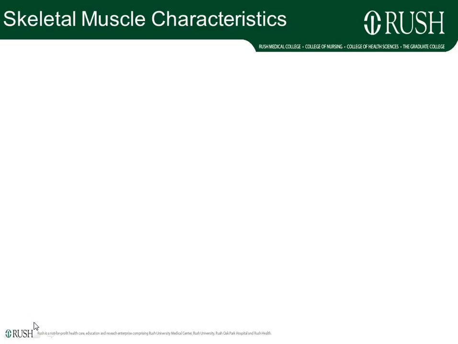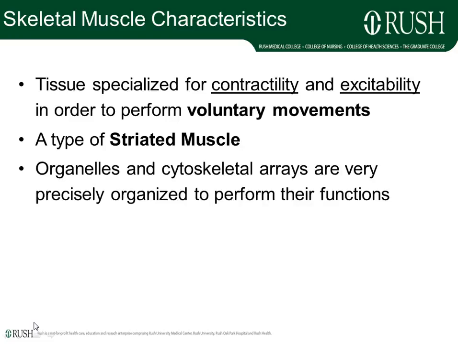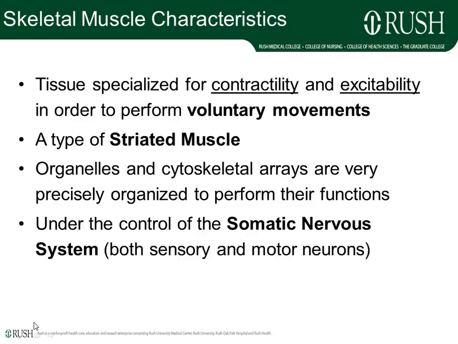What are the characteristics of skeletal muscle? It is specialized for contractility and excitability, in order to perform voluntary movements, in contrast to cardiac and smooth, which are both involuntary. It's a type of striated muscle, and it shares that characteristic with cardiac muscle. And its organelles and cytoskeletal arrays are very precisely organized in order to contract. Skeletal muscle is under the control of the somatic nervous system and has both components of the sensory and motor systems.